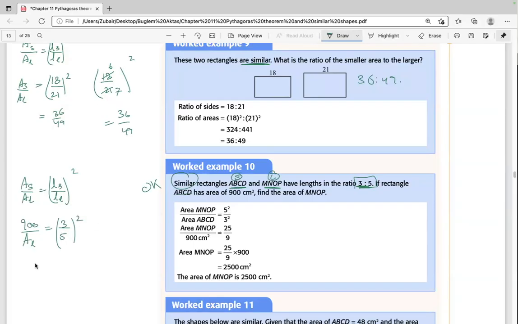Now, here jumps in the calculator. 900 over area of larger is equal to 9 by 25. And we cross multiply: 900 into 25 by 9 is equal to area of larger. So area of larger is equal to 2500. And because I knew 900 was centimeter square, I can say this is centimeter square.